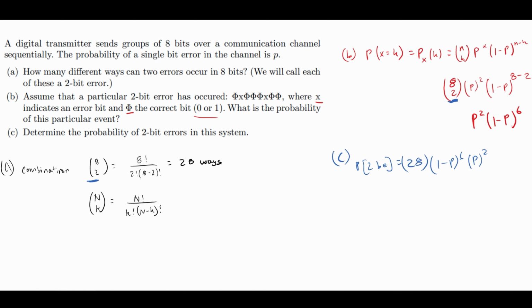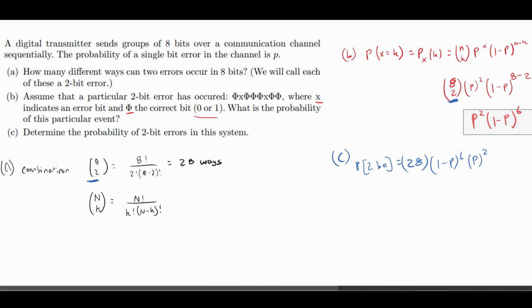You can notice that there's no 28 included in this part of the answer. And that's just because we're looking at the specific probability. So we're only looking at a specific probability here.